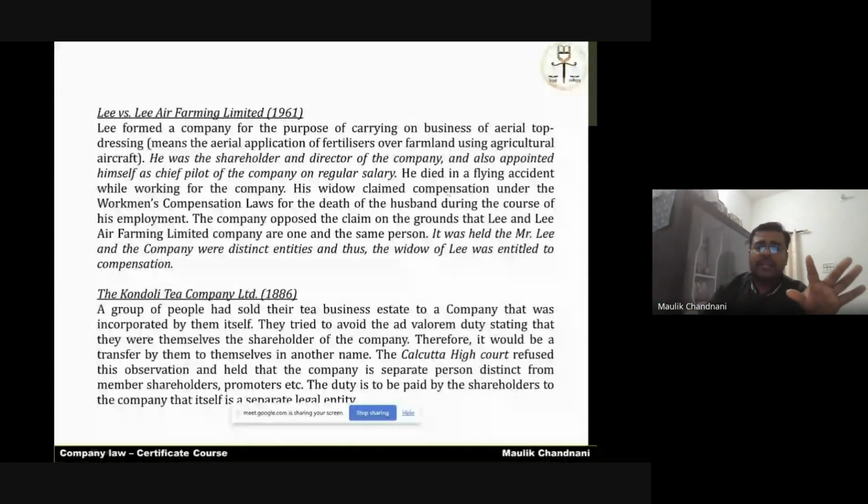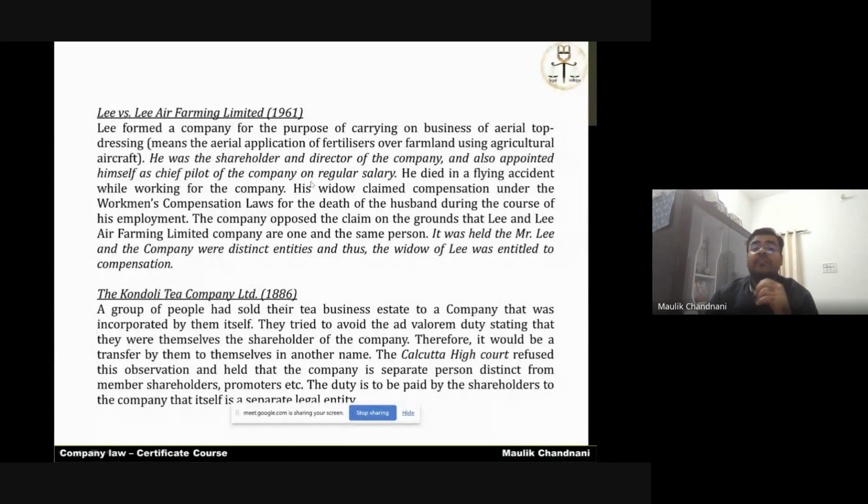Now, in the company, Mrs. Lee, his widow, came and claimed that as an employee's wife, you must know there are employment laws. So if an employee dies in an accident while performing his employment, his widow, his nominee, his legal heir can claim the workman compensation, if you have heard about it. So his widow also claimed that I must get the workman compensation because he was an employee of your company.